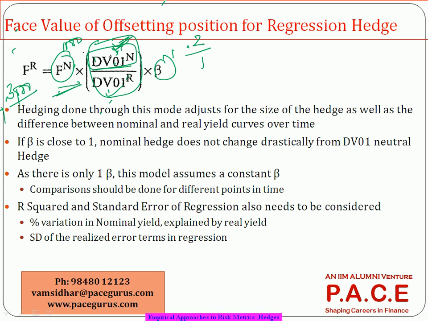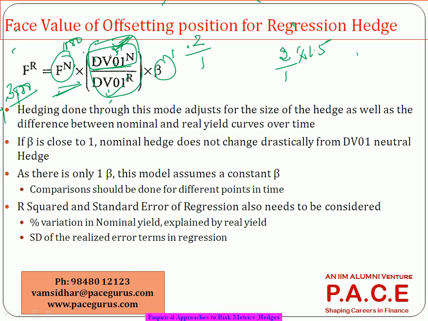So if at all it is saying that DV01 of nominal is 2, DV01 of real is 1, DV01 is a measure of your interest rate fluctuation. So if the nominal rate is changed by 1%, what is the change in the price? Versus if the real rate is changed by 1%, what is the change in the price of the bond? Multiplied by the beta factor which has come out in the earlier scenario through the regression.